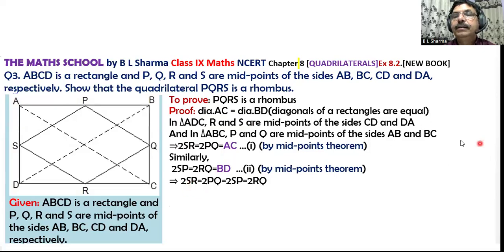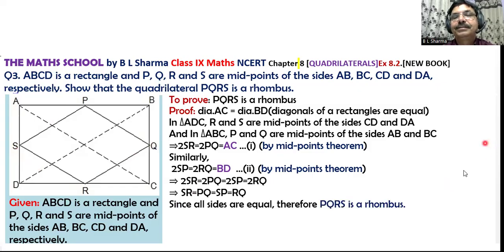Remove the twice. So further we can say that PQ is equal to SP is equal to SR is equal to RQ. All sides are equal. SR is equal to RQ is equal to PQ is equal to PS. A quadrilateral having all sides equal is a rhombus. That is why PQRS is a rhombus, hence proved. That's all for this question.